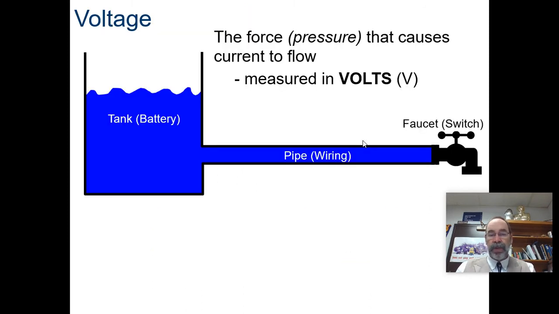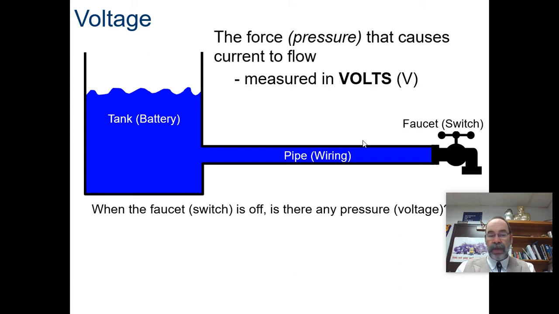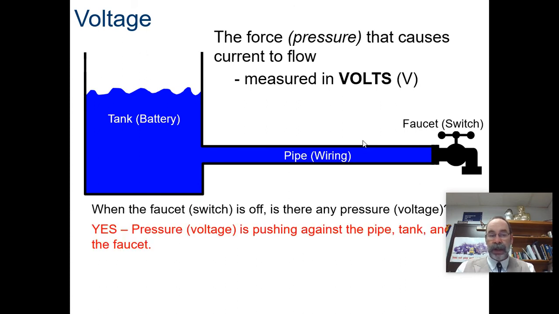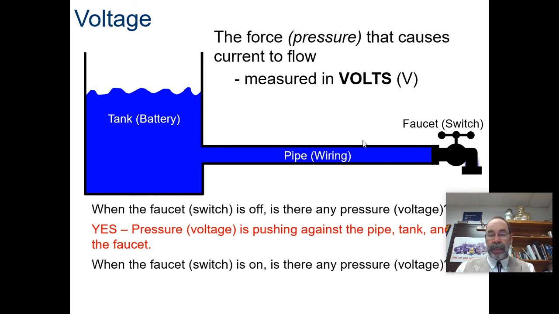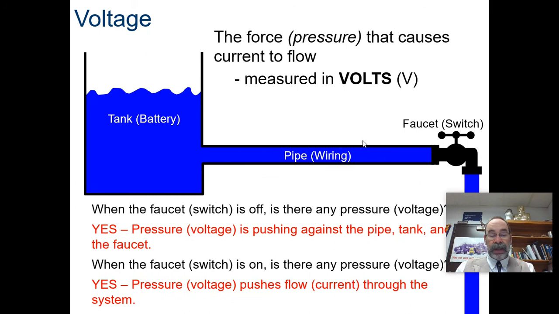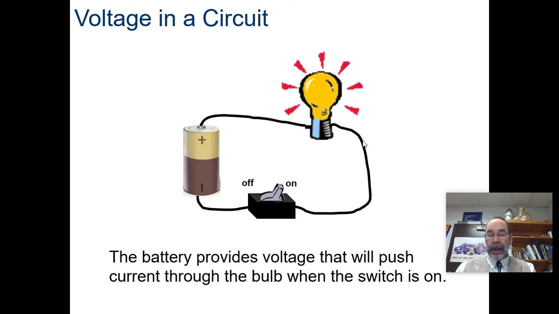Okay, so voltage, the force. Okay, faucet's off. Is there pressure? Yes, there is. Against the tank, the pipes, against the faucet, it's all there. Okay, when it's on, is there pressure? Yep. Pushes the flow or the current through the system there. Okay, so that's what we mean by voltage or volts. How many volts is it? So again, battery provides voltage that's going to push the current through the bulb, and the switch makes it go on. Kind of gets things flowing there.